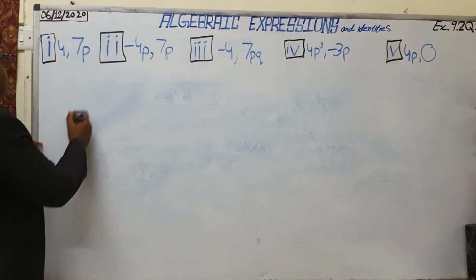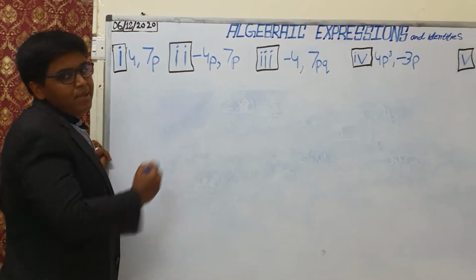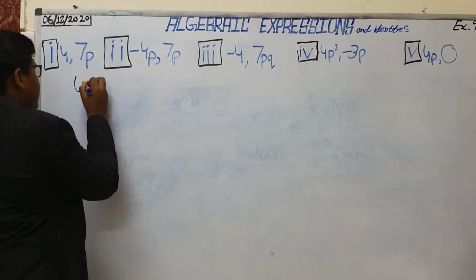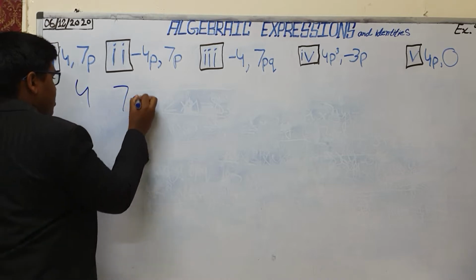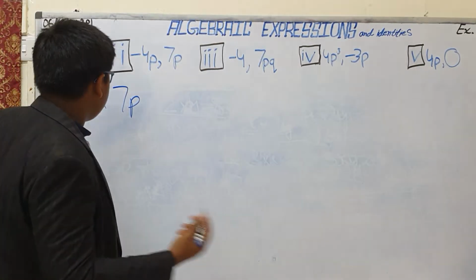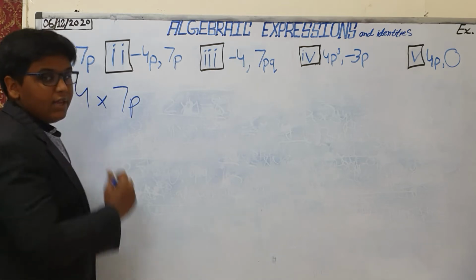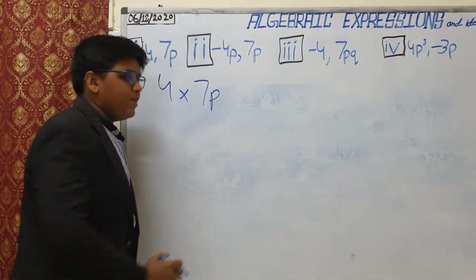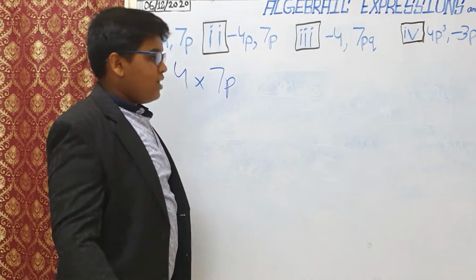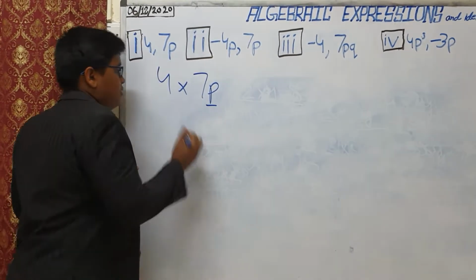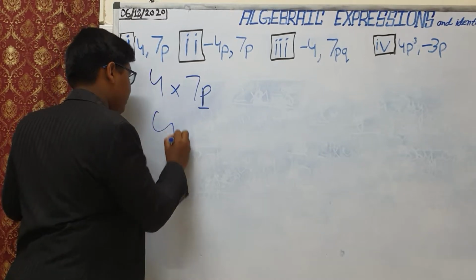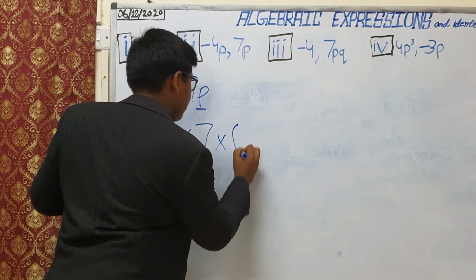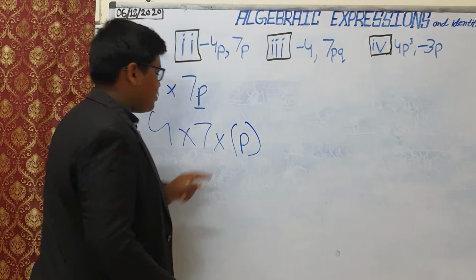Now the first question they are asking is 4 and 7p. They have given us two terms, one is 4 and one is 7p, and we are going to multiply them. In the first term we don't have any variable, but in the second term we have a variable, which is p. Now we are going to separate them: 4 into 7, which is equal to 28, as we know, and in bracket we write it into p. There's only one p here.